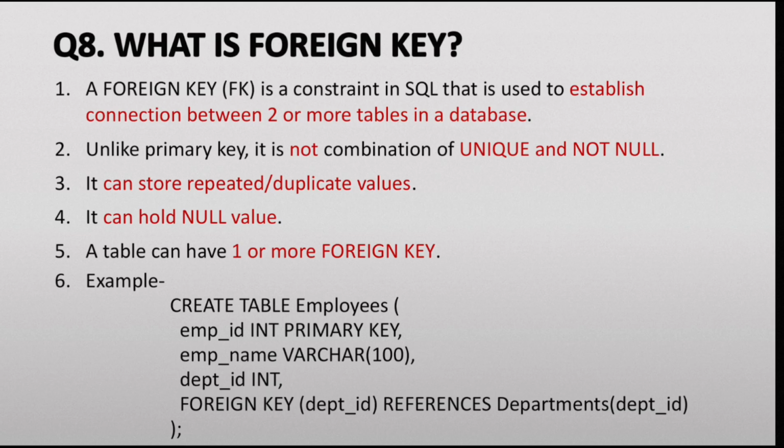The next question is, what is a foreign key? A foreign key is again a constraint in SQL that is used to establish connection between two or more tables in a database. Unlike primary key, it is not a combination of unique and not null. Foreign key can store repeated or duplicate values. Foreign key can hold null values too. A table can have one or more foreign keys. You can also mention the example given below.